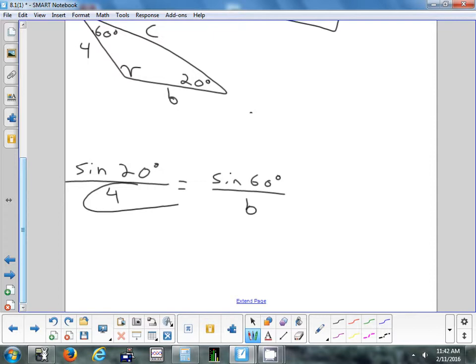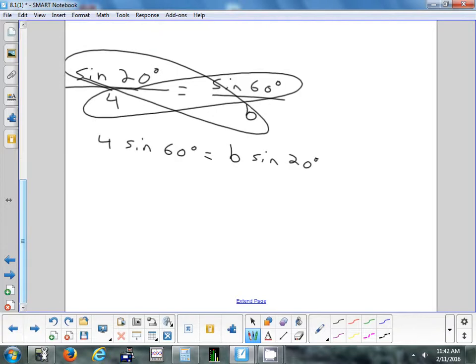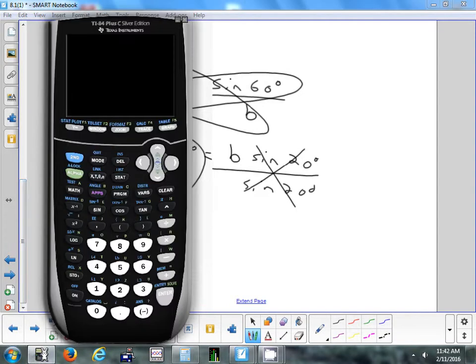You're going to do 4 sine 60 equals B sine 20. And my last step, I have to get B by itself. Divide by sine 20, and divide by sine 20. Okay, we do need to type that in, and we'll just round to 3 decimals. Everything in this section is going to be degrees, so make sure you put it in degrees.